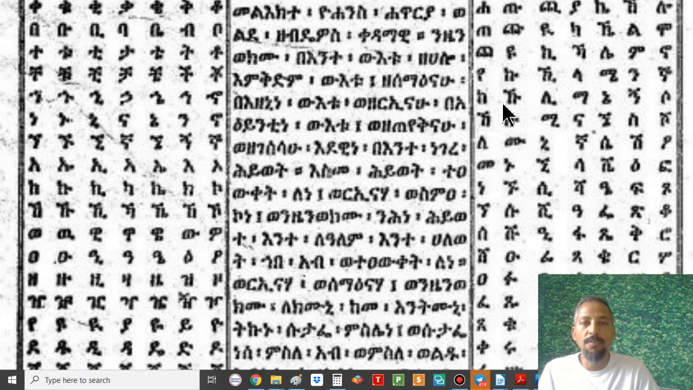So Amharic is the federal working language, and it has its own writing system, its own alphabet, and the writing system actually is the same as most languages. It's from left to right, and the alphabet is so unique.